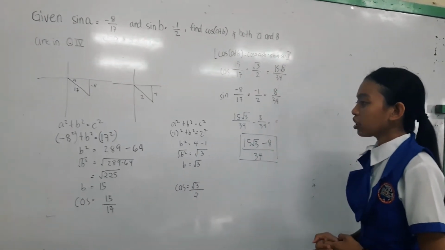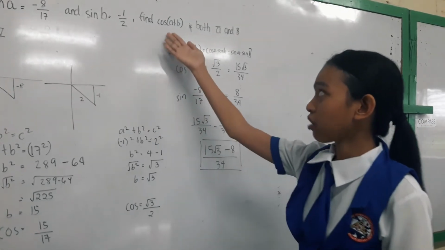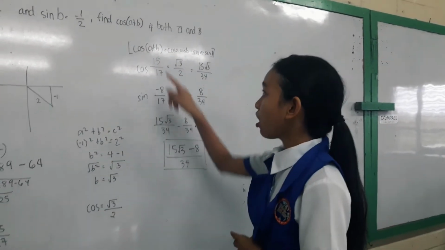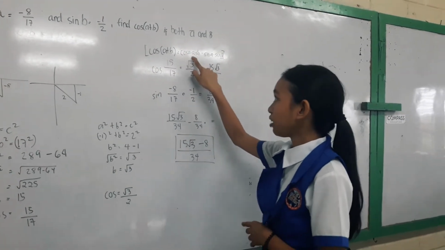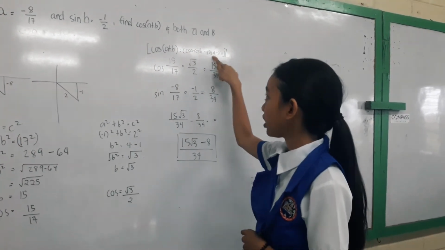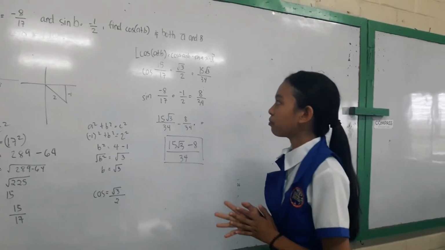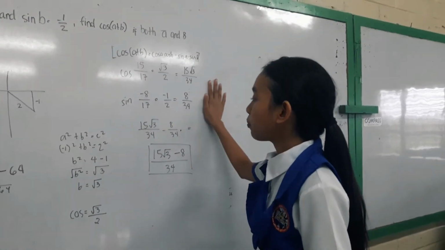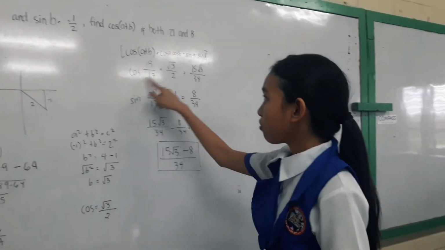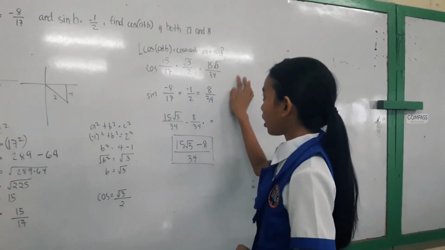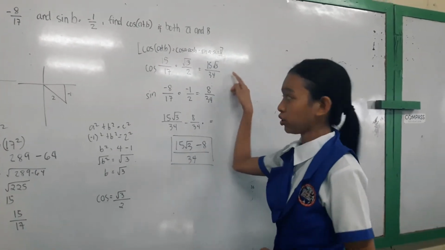And then, to solve this cosine A plus B, we need to use the cosine sum identity, which is cosine A multiplied by cosine B minus sine A multiplied by sine B. So I first solved the product of my cosines. So 15 over 17 multiplied by square root of 3 over 2. And I got 15 square root of 3 over 34.